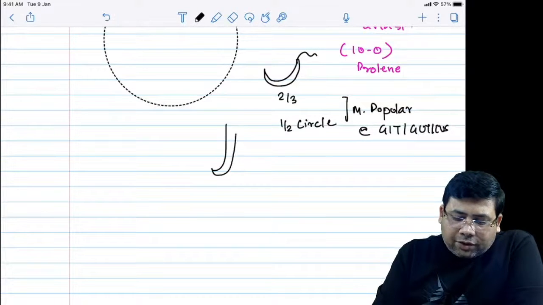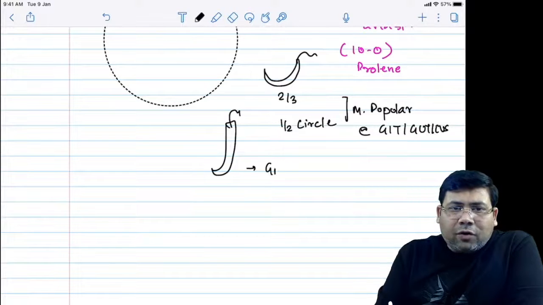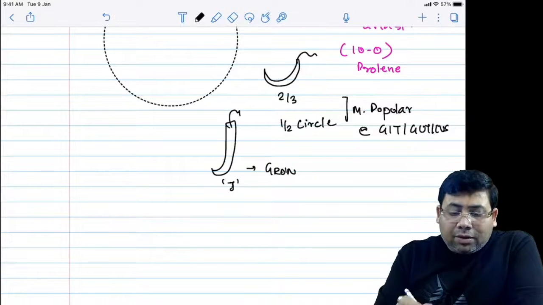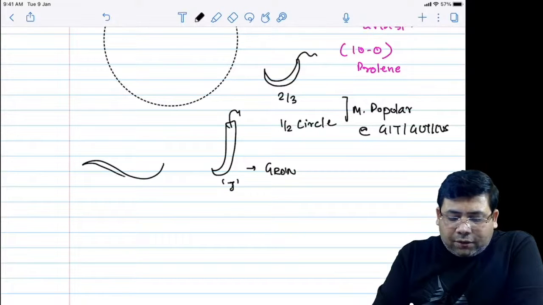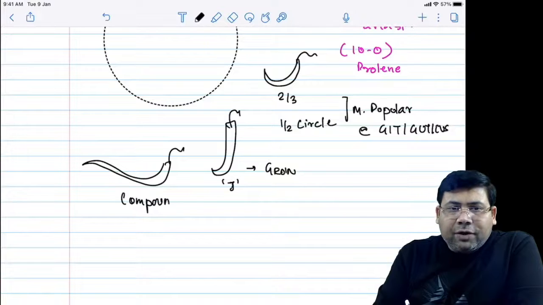We also have a J-shaped needle. Where do you use J? This is for the groin. This is a J-shaped needle which we use for the groin. Then we use a compound curve needle. So what's a compound curve? Where do you use a compound curve needle? This is used for the eye.